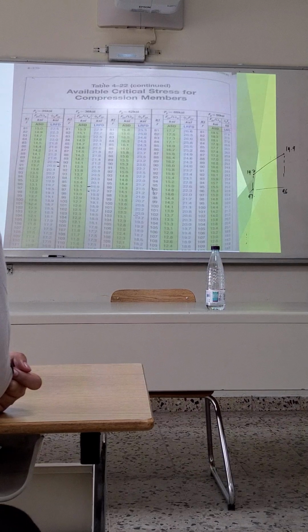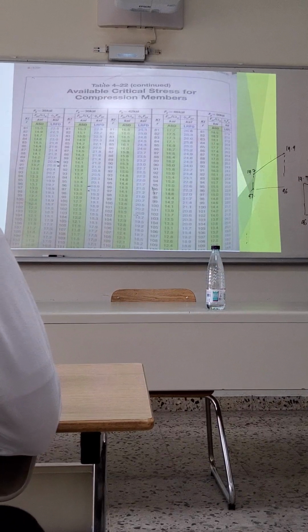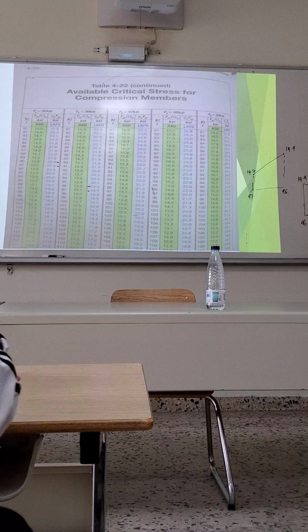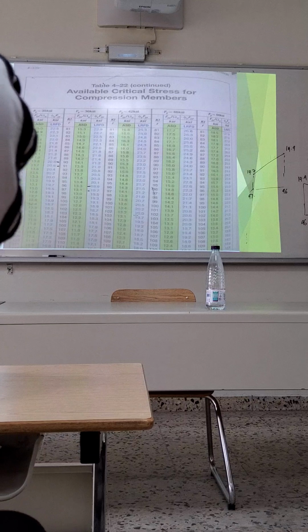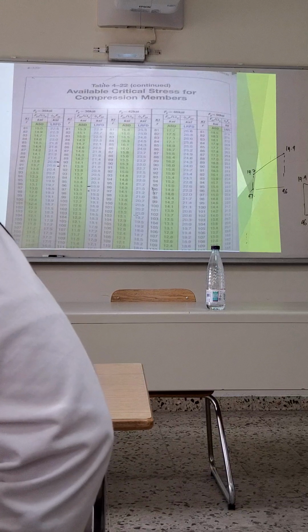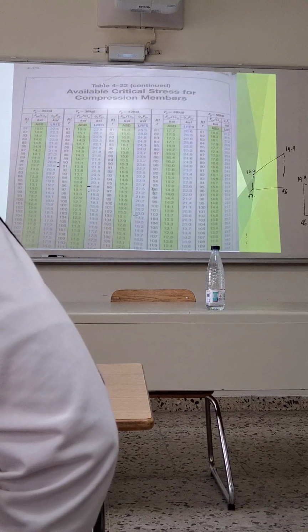When the KL by R value increases, the value will be decreasing here. Or you can make a curve like this. At 96 you will get 19.9, and at 96.77 you will get the value of 19.7. So you see here, when the KL by R value is increasing, phi c Fcr value is decreasing, and we know very well from the previous calculation that if the slenderness ratio is increasing, its critical stress will decrease.